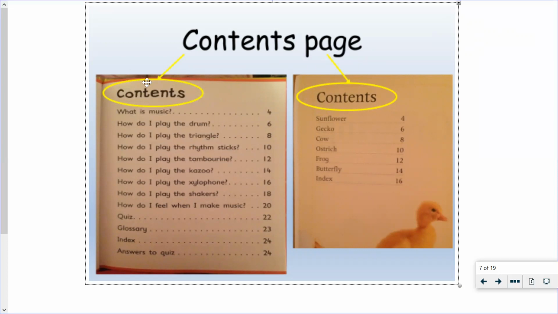So for example, in this book here, I would like to learn about how do I play the rhythm sticks. And I can go straight to page 10. So I don't have to read this book from page 1. I can just have a look on the contents page and look at the page number and go straight to that page number and start reading what I'm interested to learn about.